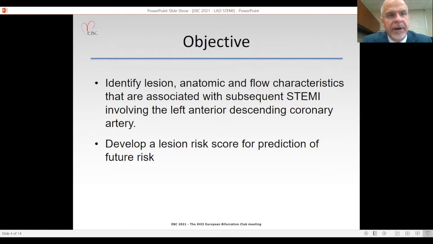Our objective for this study was to test whether we could identify lesion, anatomic, and flow characteristics that would be associated with subsequent ST elevation myocardial infarction involving the left anterior descending coronary artery. We then hope to develop a lesion risk score to test for prediction of future risk.